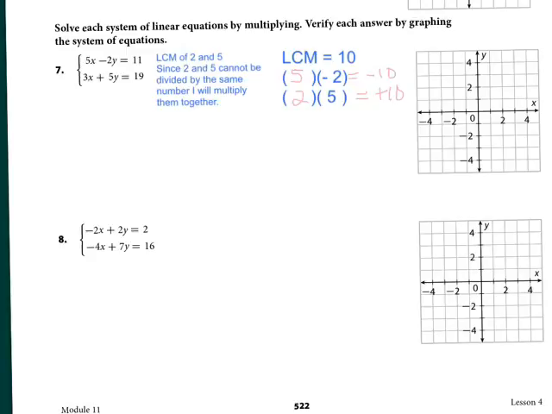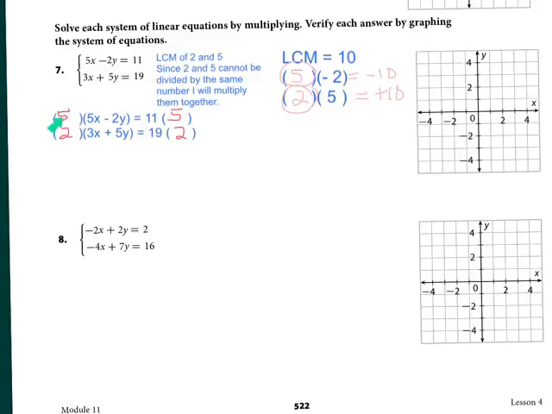So now I know what I need to multiply both of my equations by. The first equation is going to get multiplied by 5, and the second equation is going to get multiplied by 2. So our first equation is going to get multiplied by 5 on both sides. And our second equation is going to get multiplied by 2 on both sides. Now let's go do that.